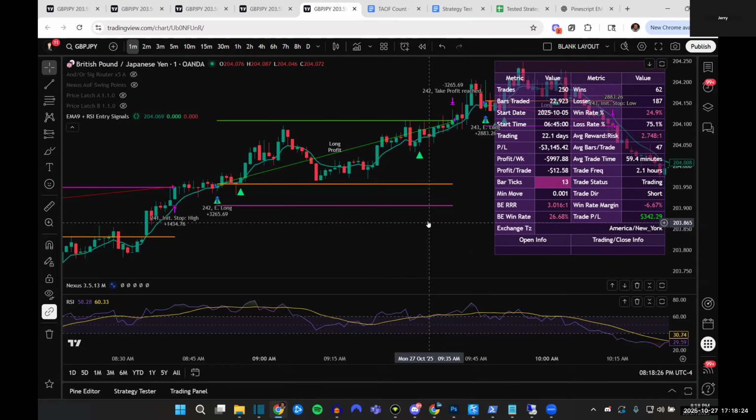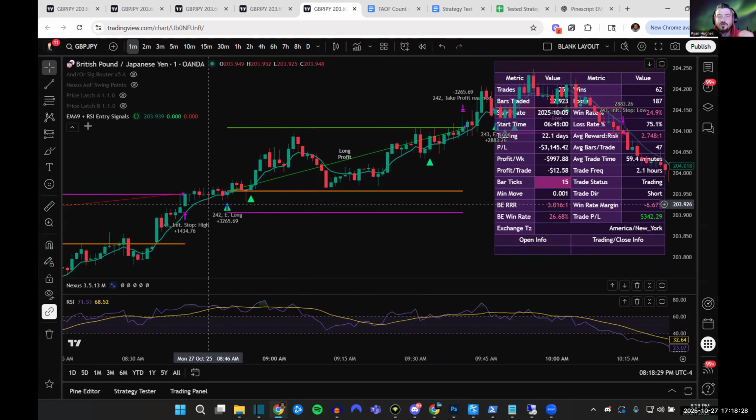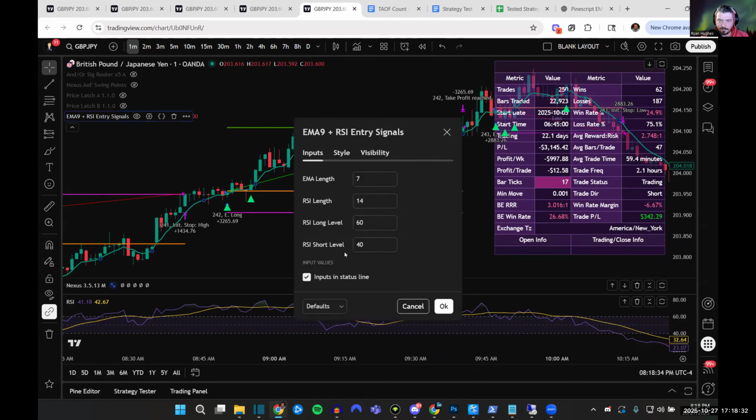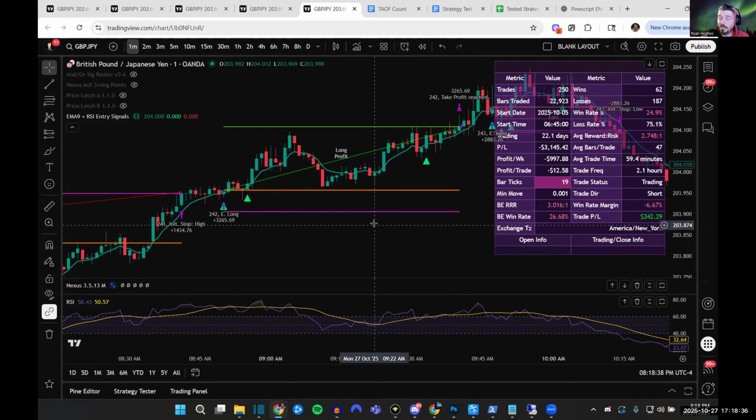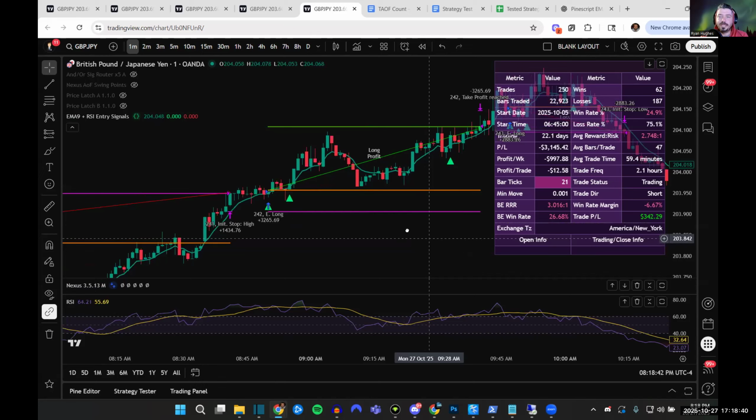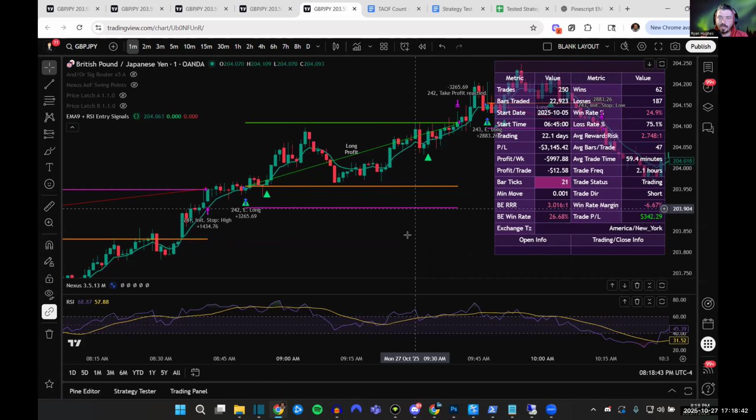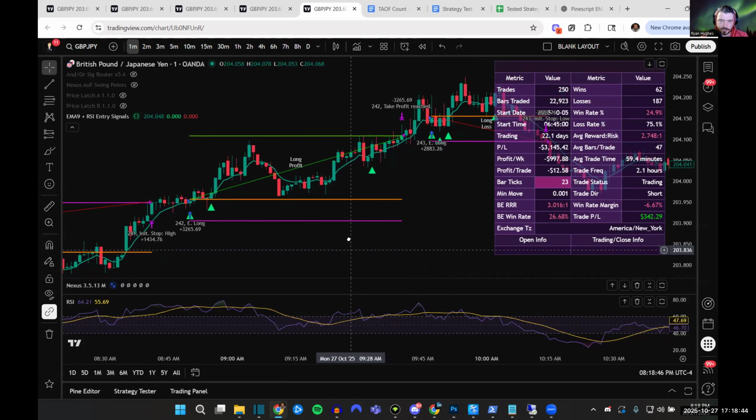Okay, so here comes the way I do things. I don't dig into playing around with the settings of EMAs and the RSI and doing this and that. You can do that, don't get me wrong. You can absolutely do that. But let's see if we can't take this strategy right here and turn it into a profitable strategy, okay?